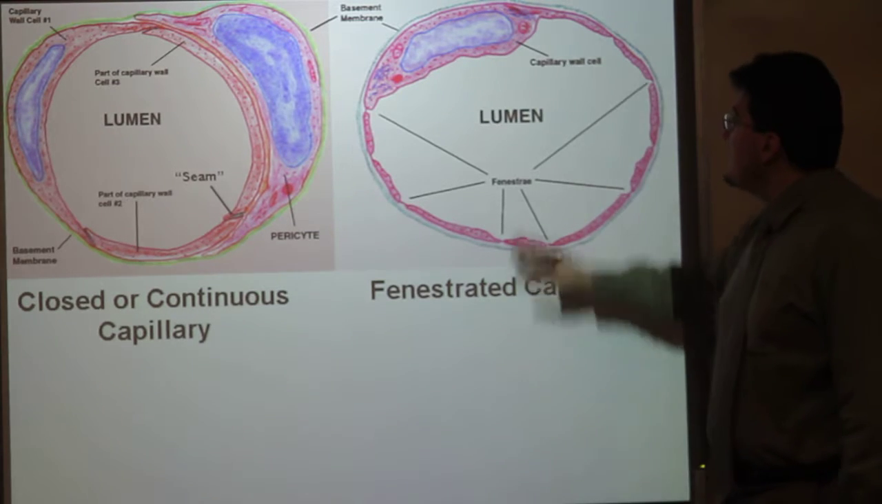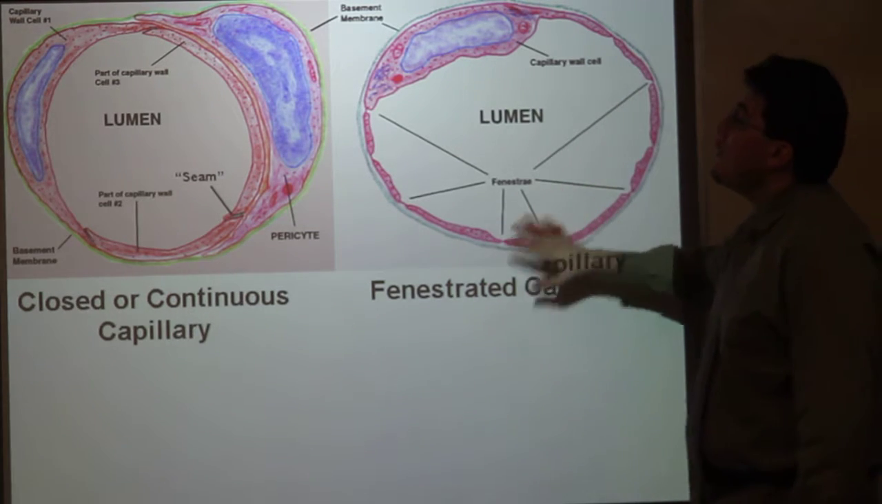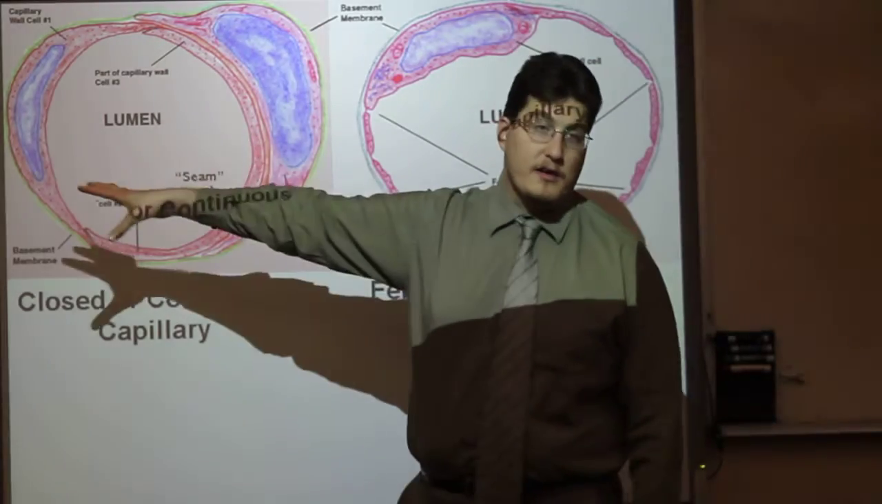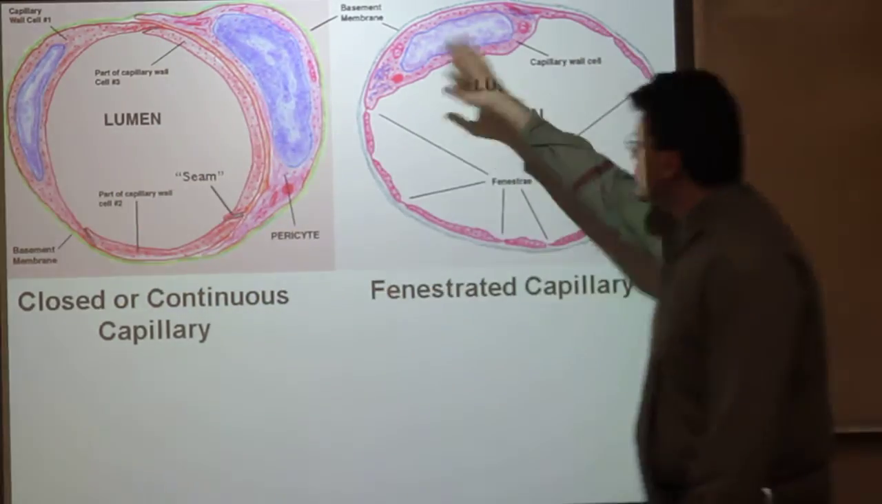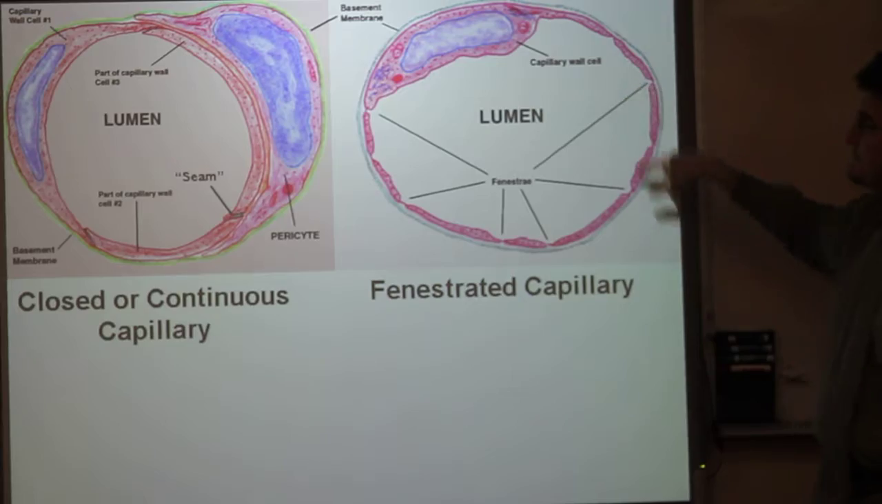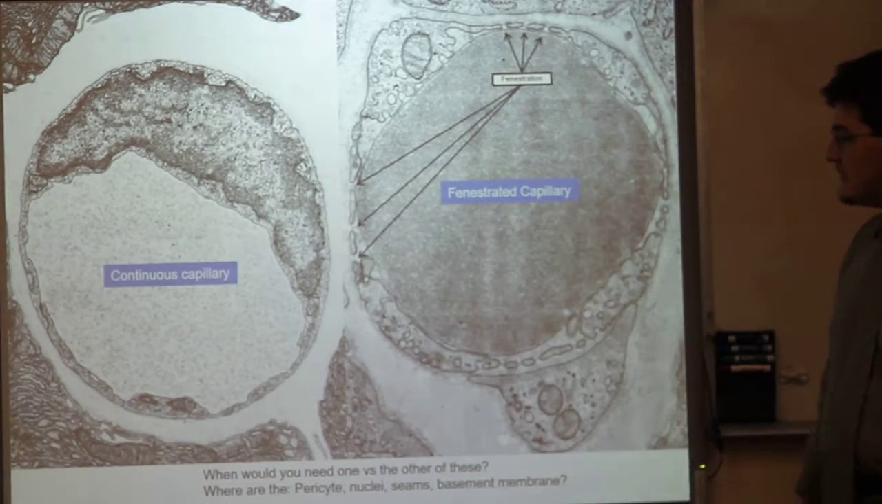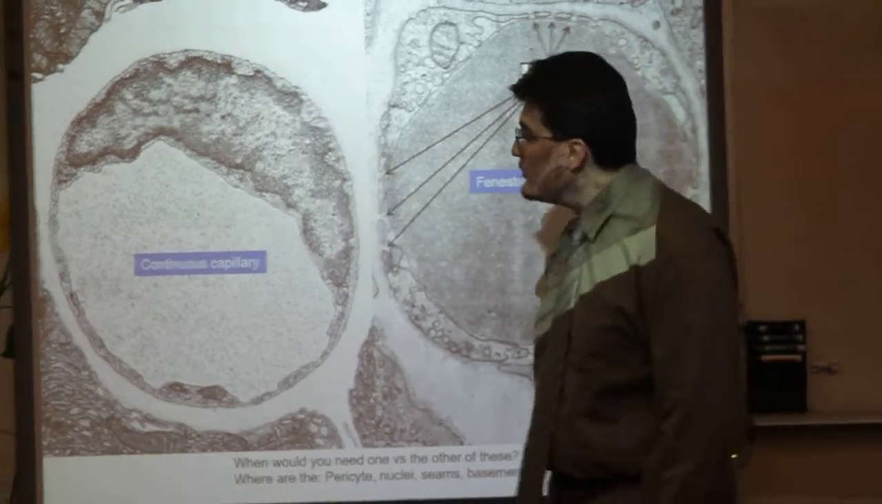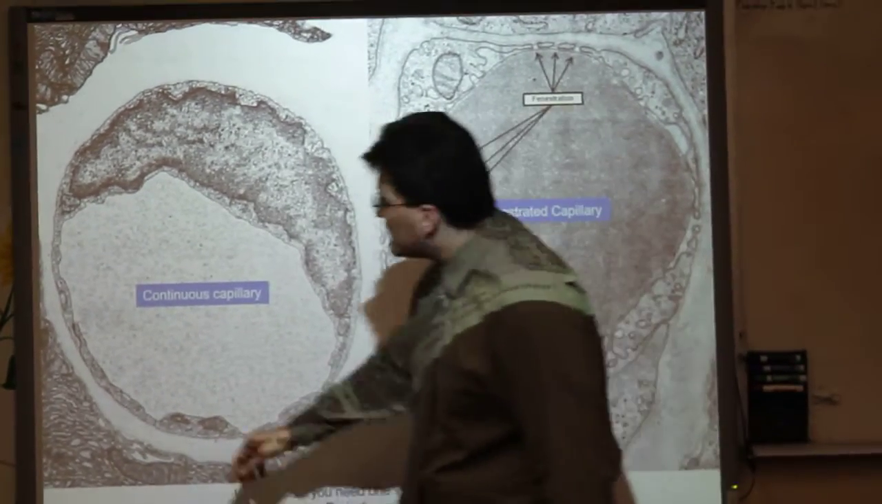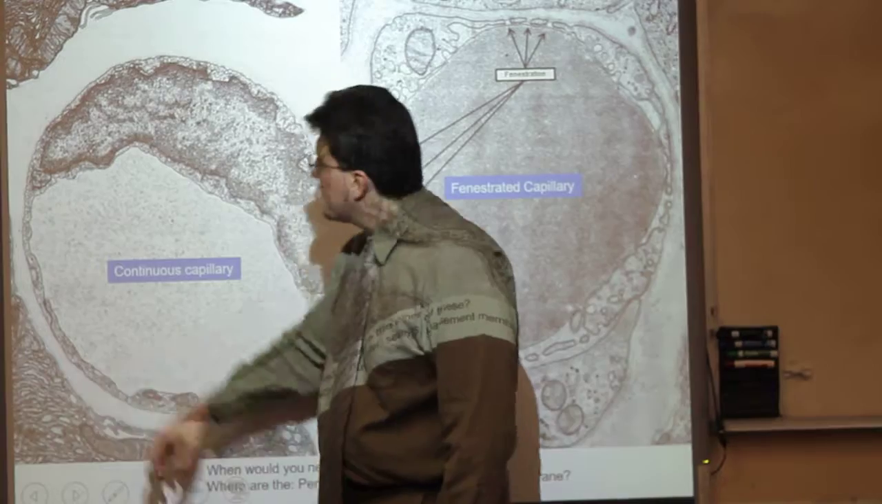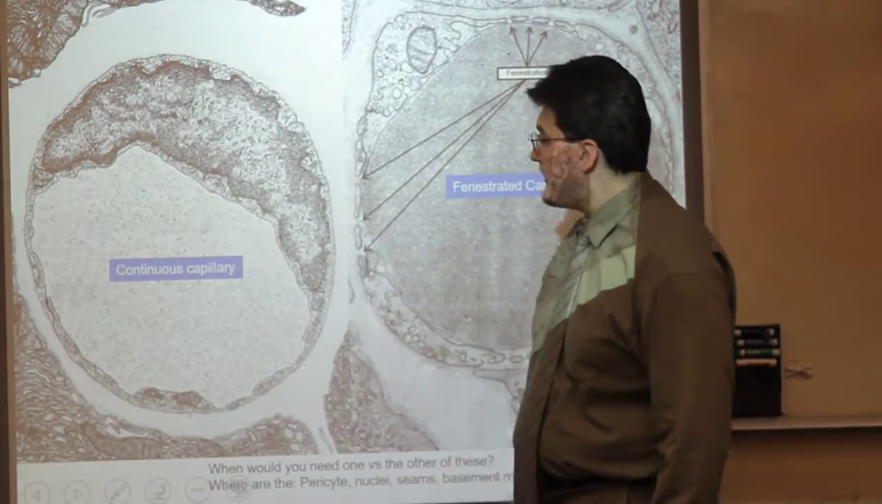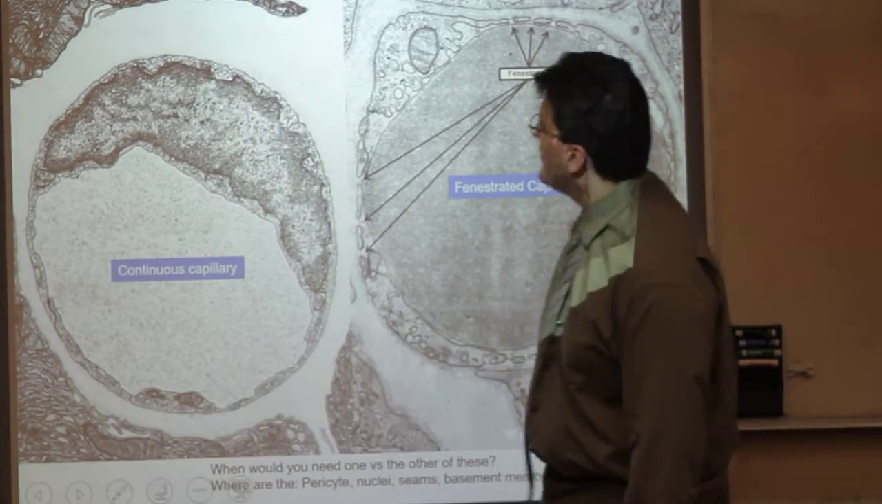Now, the fenestrated capillaries will have all of these similar parts. The only addition is that they will have fenestrae. Now, these are transmission electron microscope images of a closed continuous capillary. And we can see a seam right along here. We'll see a nucleus right here. We'll see a mitochondria right there.